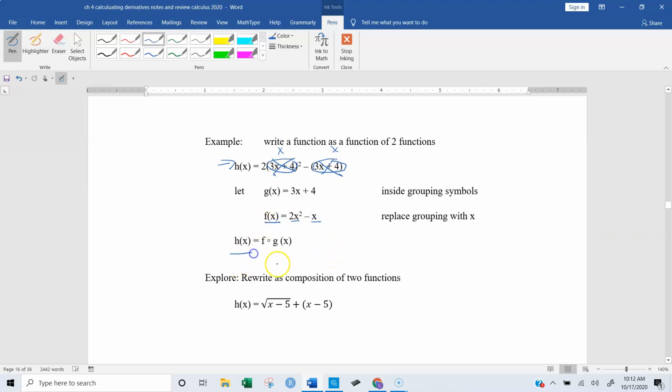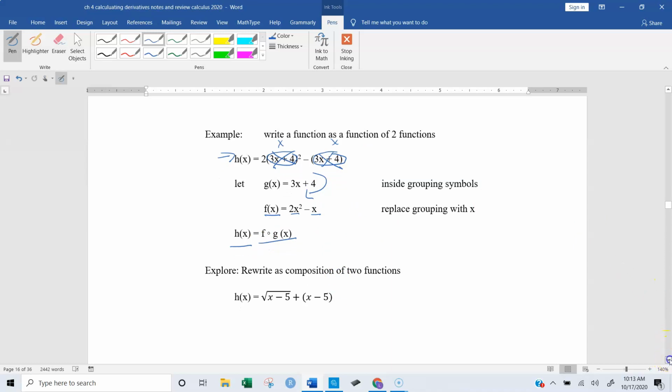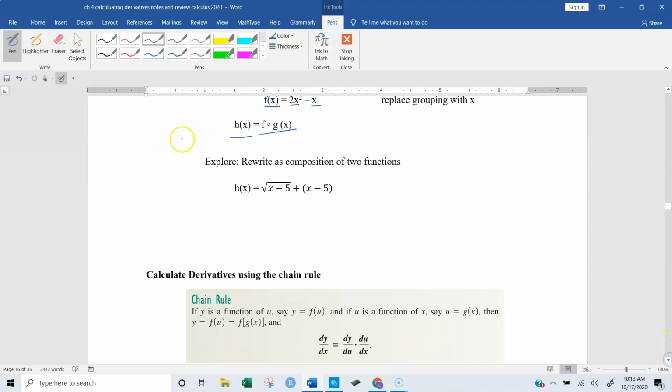Now to get h of x, I need to plug g into f. So it's f of g of x. You can rewrite it any way you want to. Okay, pause and do yours.